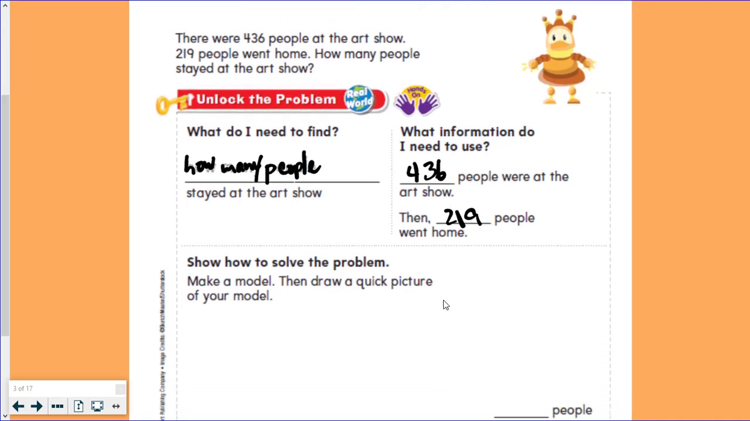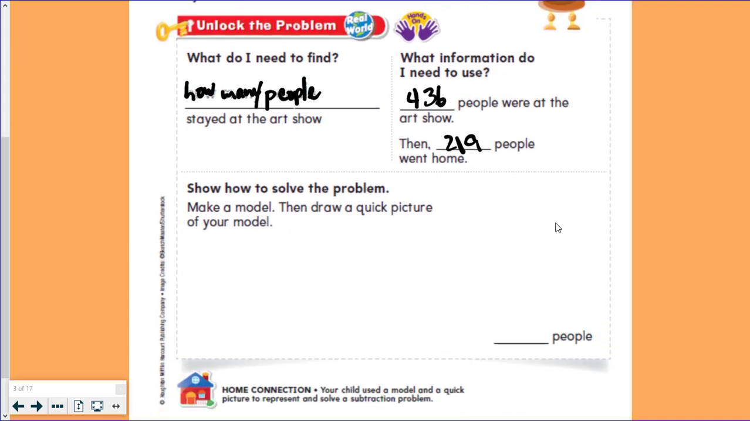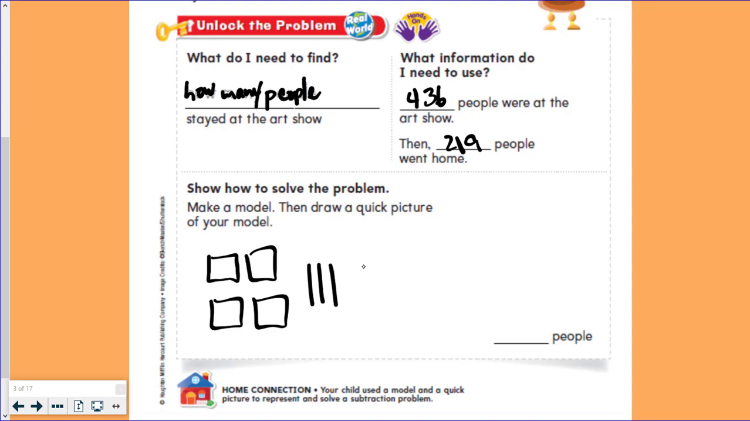Alright, show how to solve the problem: make a model, then draw a quick picture of your model. So if you have your base 10 blocks, you can model this at home. If you don't, that's fine. You could just start with the quick picture. But if you have your base 10 blocks, then like I said, make the model and then draw a quick picture to match. So let's see, 436. 100, 200, 300, 10, 20, 30. 1, 2, 3, 4, 5, 6. So there we go, there's 436.